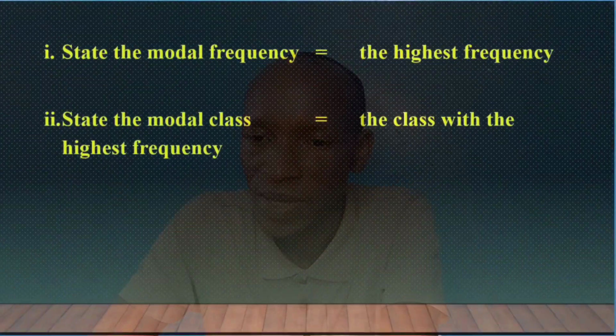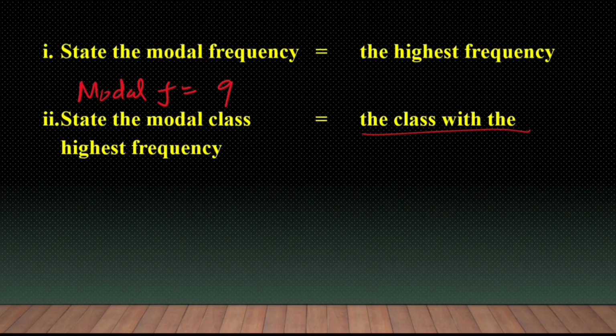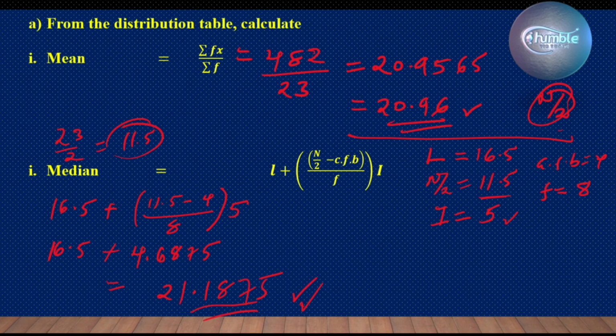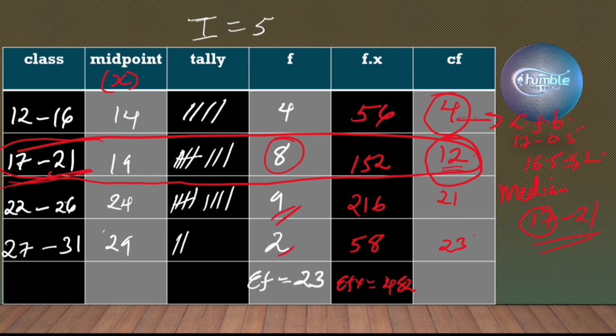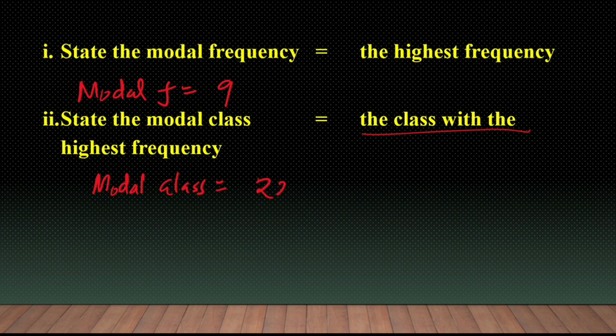Then you're told, state the modal frequency. The modal frequency is the highest frequency. The highest frequency is 9, so that becomes the modal frequency. State the modal class, and we're saying that the modal class is the class with the highest frequency. So the highest frequency is 9. Let us see which class had the highest frequency. The highest frequency was 9, and the class is 22 to 26. So therefore the modal class is 22 to 26.